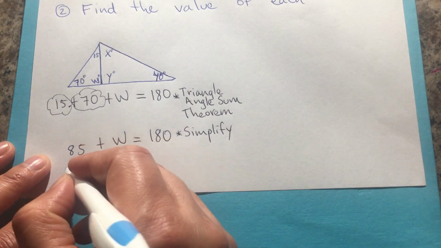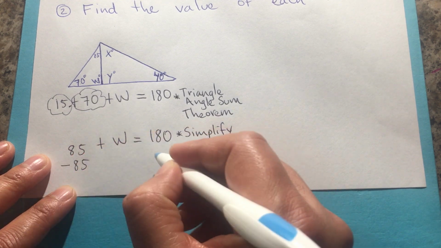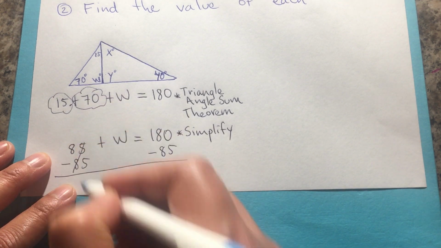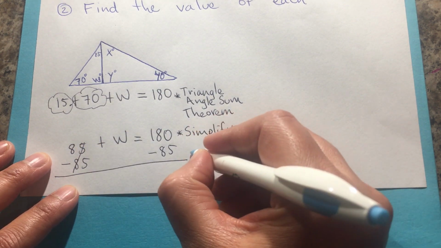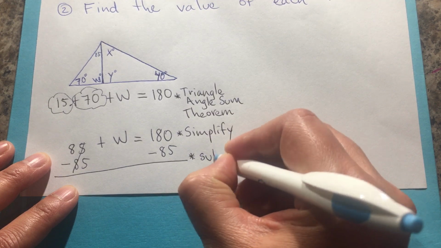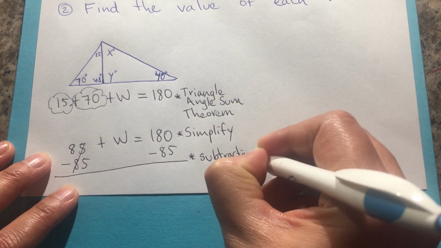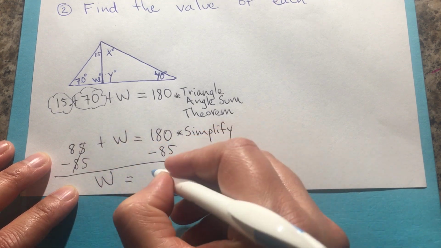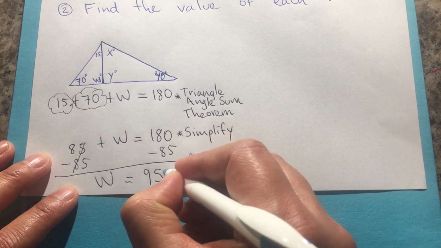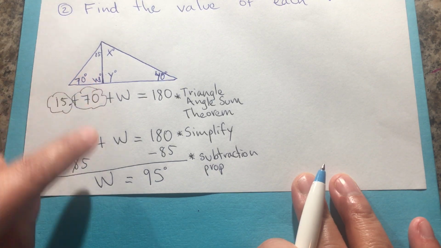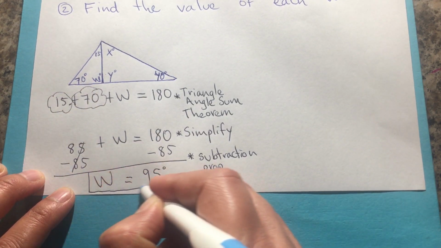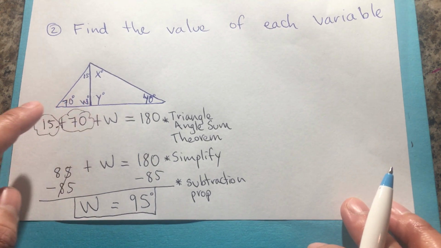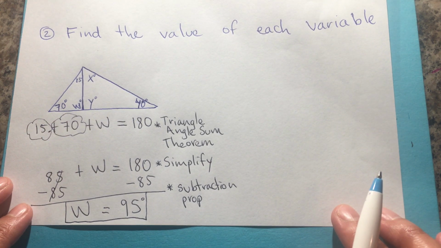After that, we're going to subtract 85. We subtract 85 from both sides. This cancels. This is the subtraction property. And so W is equal to 95 degrees. So W is 95 degrees. That's the value of the first variable.